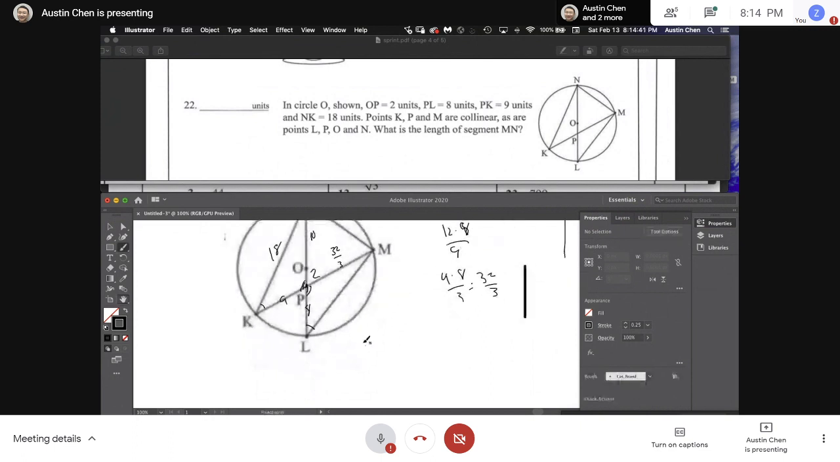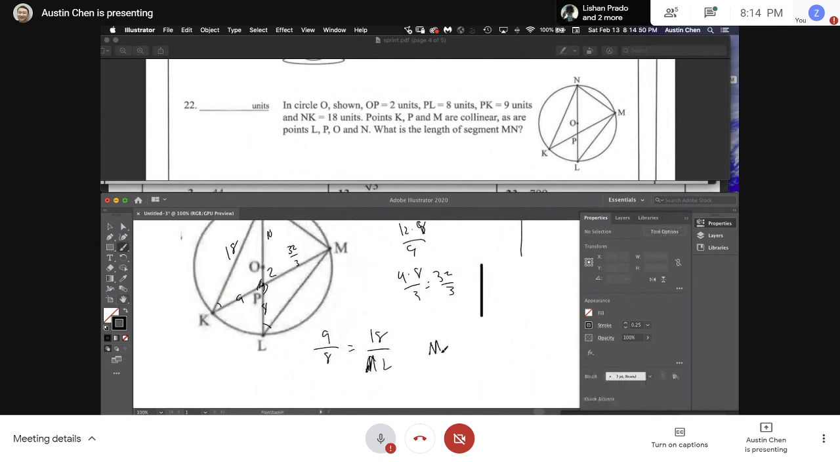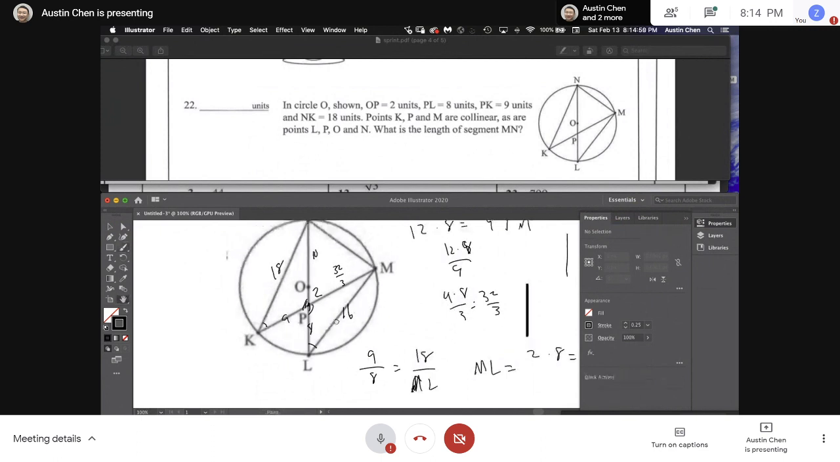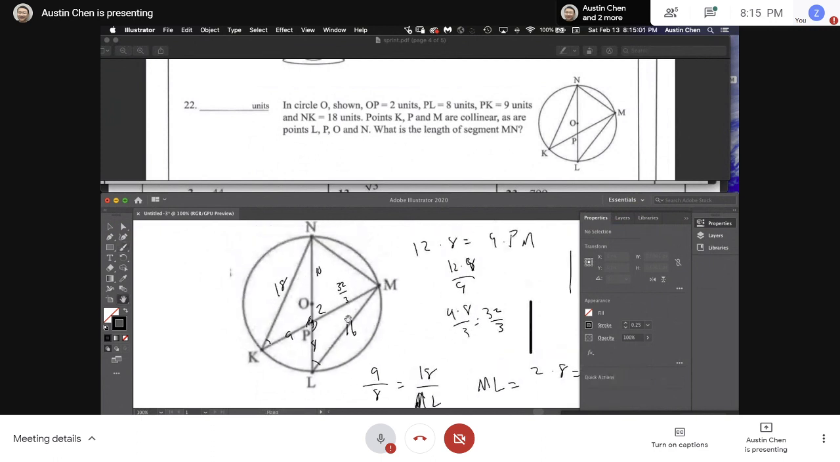So we could say 9/8 is 18/ML. What the? I drew a radical sign for some reason. Okay. So then ML is equal to 2 times 8, which is 16. Okay, so that's good. We have more information on the board. But we want to find some more stuff so that we can relate these sides to MN, which is what we want to find.